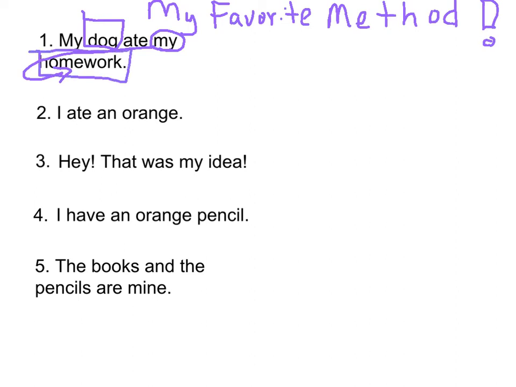I ate an orange. My eye. That's not the right kind of eye for that. My ate. No. My an? No. My orange. I ate an orange. Now notice I can also put an in front of it or the in front of it, but using my helps me make sure that I'm identifying a noun. I could say his or hers too. Hey, that was my idea. Well, if it's something that I can put my in front of, it's a noun.